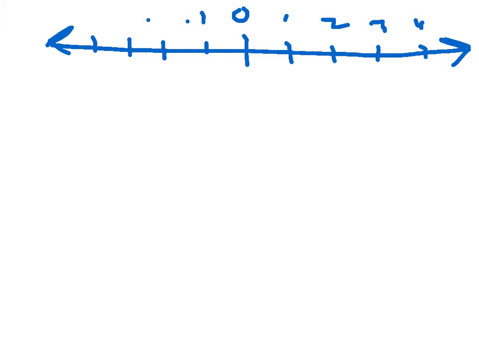We're going to talk about the real number line. You guys know that it has the integers on it, 0, 1, 2, 3, 4, minus 1, minus 2, minus 3, minus 4. And you know there are fractions in between all of these. Everything on this line is real.